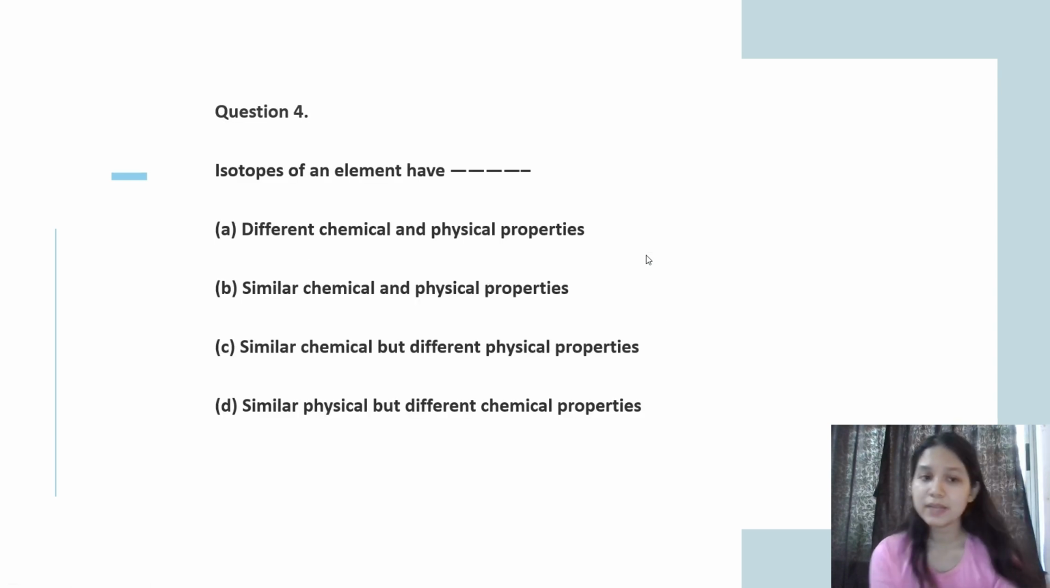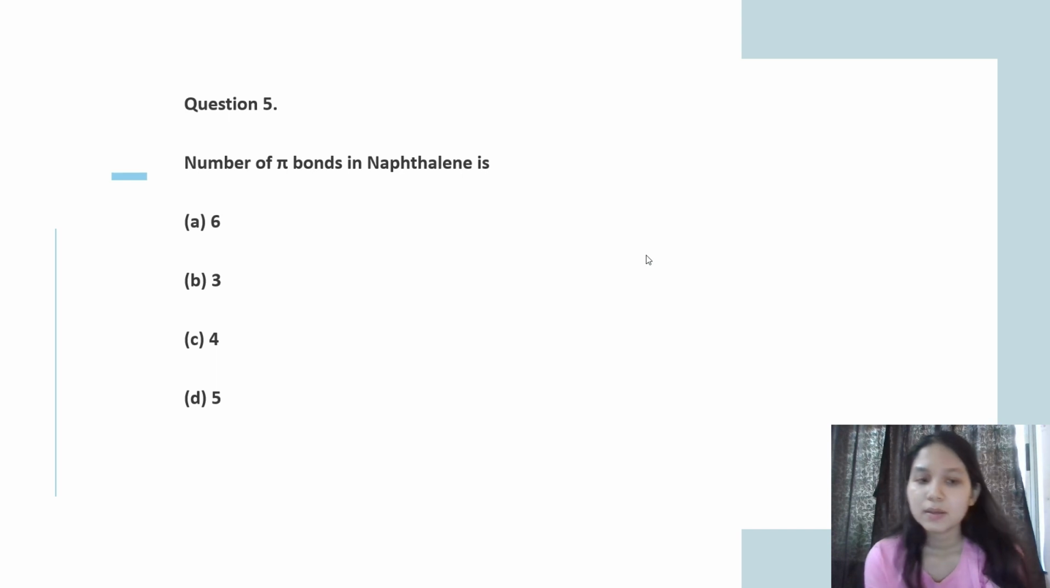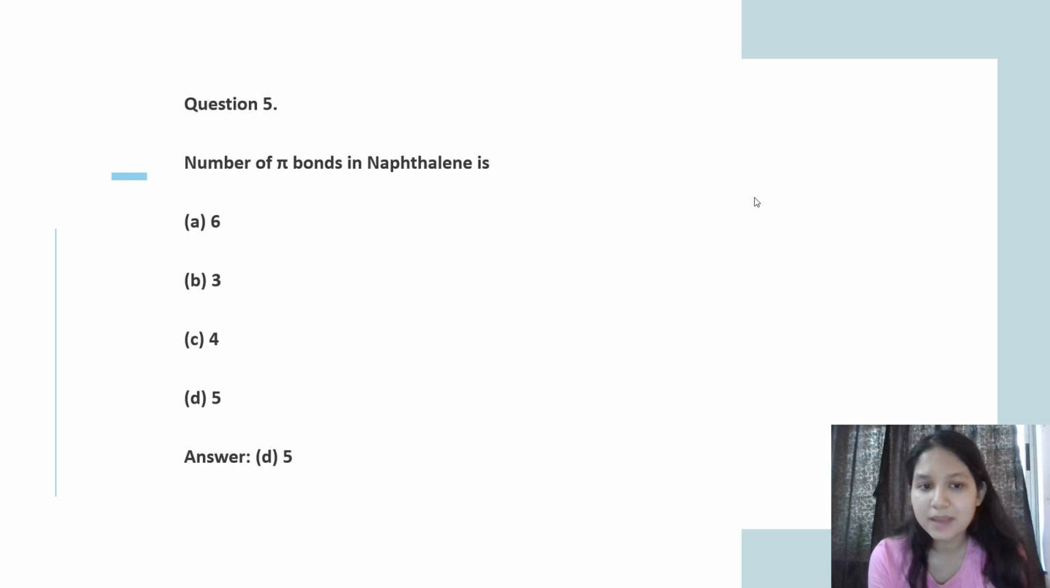Then we saw that isotopes of an element have similar chemical but different physical properties. Then we moved to the structure of the naphthalene molecule, which contains two fused benzene rings linked by two atoms. This naphthalene molecule possesses 5 pi bonds.